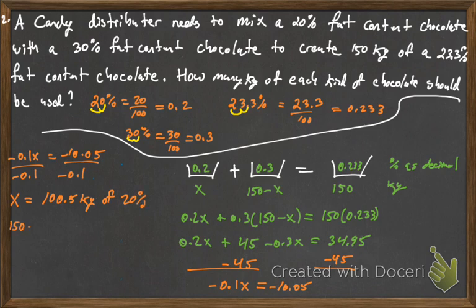So to find the 30%, we're going to take the 100.5 away from 150. It gives us 49.5 kilograms of the 30% there. Okay.